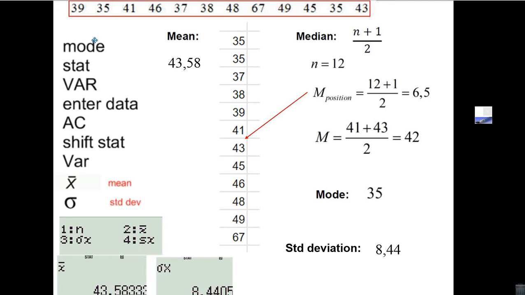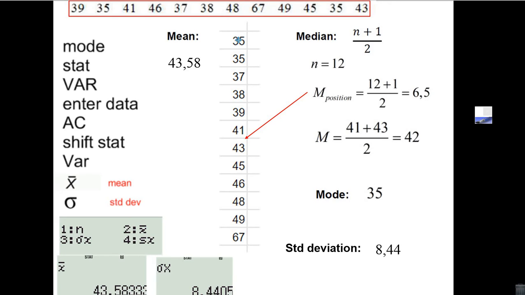We took those countries and put them into the calculator and found the mean. We just entered all this. The calculator added it all up and divided by how many there were, divided by 12, and we got this mean here. We even got something called the standard deviation that the calculator worked out. But how do we do the median?